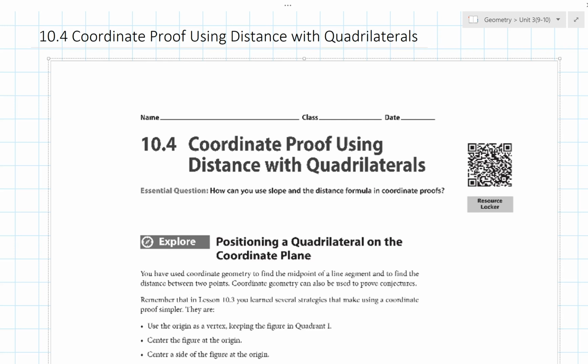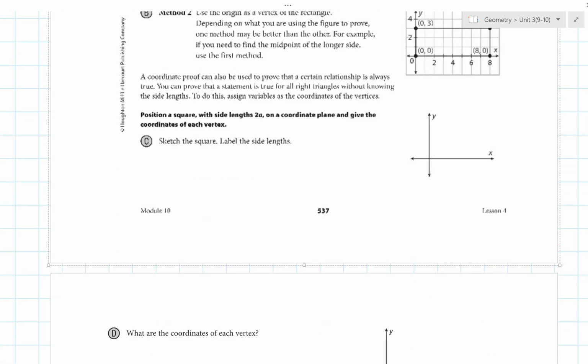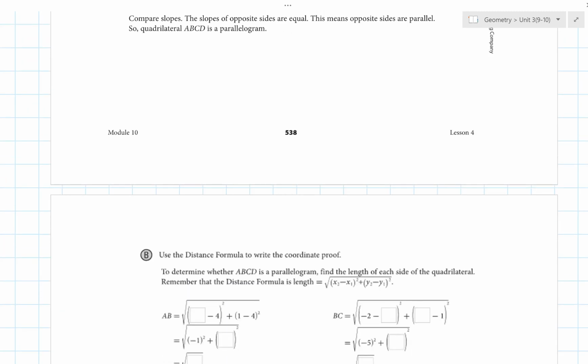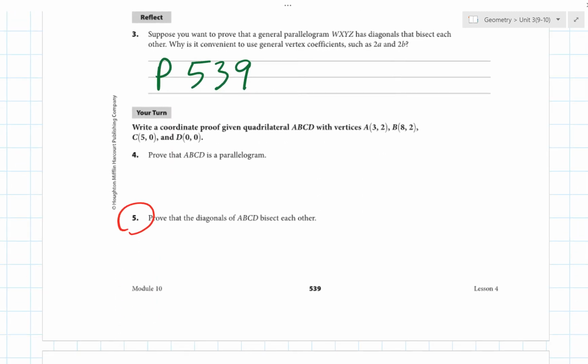Hello everybody. Today's lesson is on section 10.4, using coordinate proof with the distance formula with quadrilaterals, and that is section 10.4 in your book. So go ahead and open your books to page 539. And on page 539 we're going to start with problem number 5.